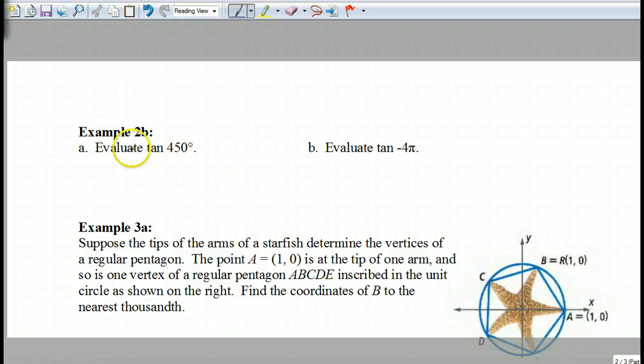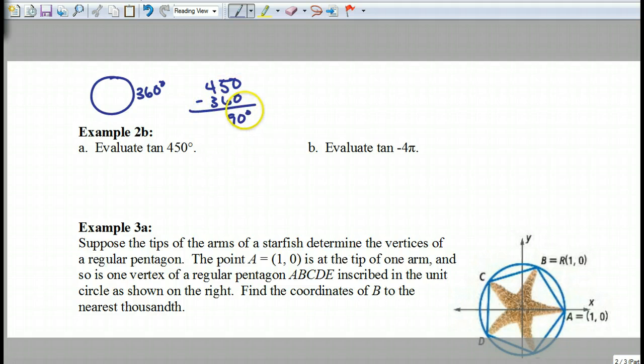On this one, we want to evaluate tangent for 450 degrees. Well, we know a full rotation around the circle is 360 degrees. So this is definitely more than one rotation. But we only really need to figure it out for the amount of difference between 450 and 360. So I can subtract that.